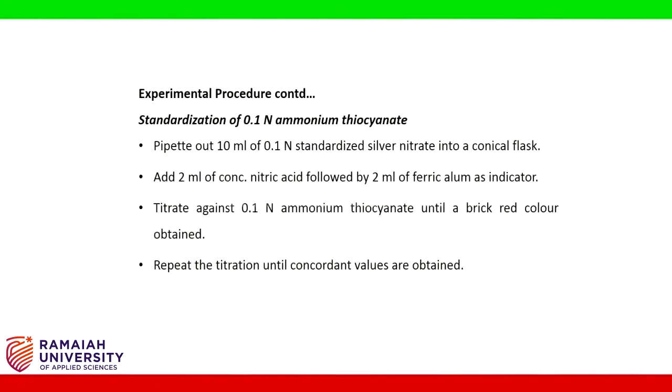Standardization of 0.1 N ammonium thiocyanate. Pipette out 10 ml of 0.1 N standardized silver nitrate into a conical flask. Add 2 ml of concentrated nitric acid followed by 2 ml of ferric alum as indicator. Titrate against 0.1 N ammonium thiocyanate until a brick red color is obtained. Repeat the titration until concordant values are obtained.